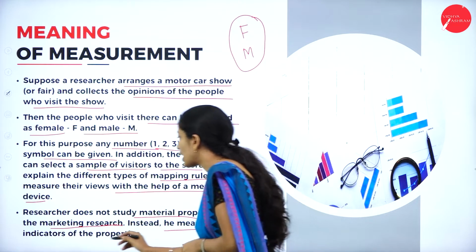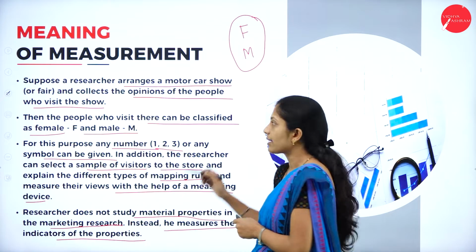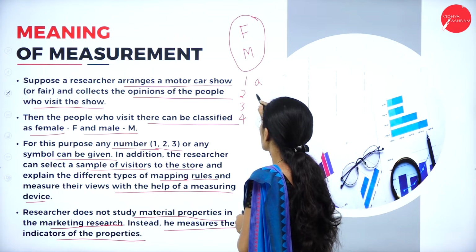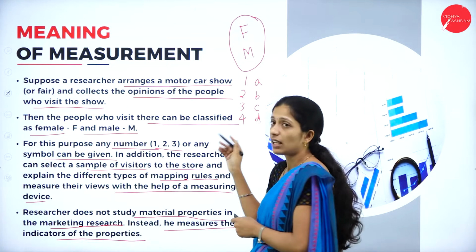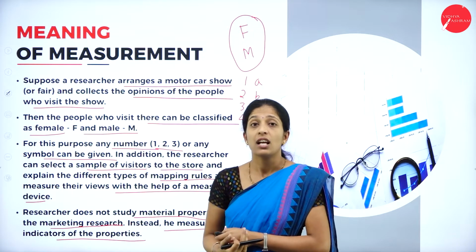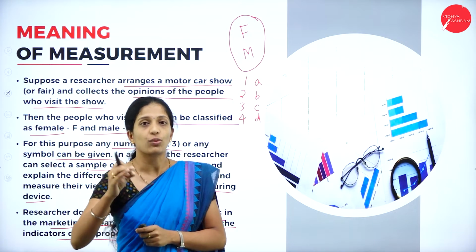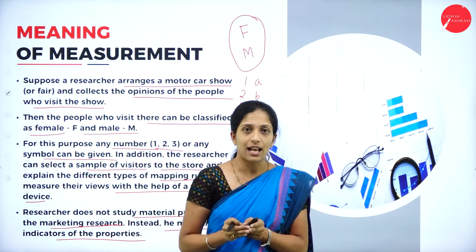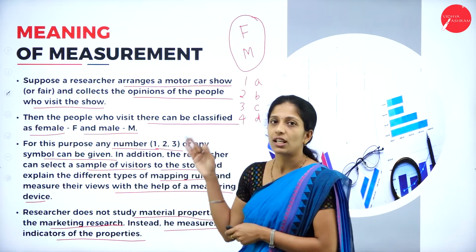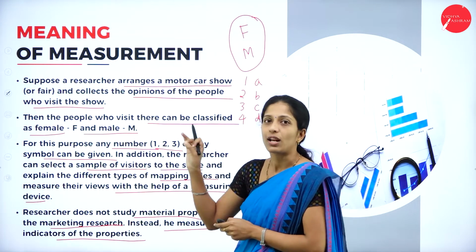Instead, he measures the indicators of the property. So these are termed what? Indicators. It may be in terms of numbers like 1, 2, 3, 4, or alphabets A, B, C, D, or any other symbols. That is known as what? Measurement. Because the user or even the researcher can't go through each and every piece of information collected. In order to make it simple and present it in a simple way to the users, he is going to measure in terms of numbers, symbols, or alphabets. That is known as what? Measurement.